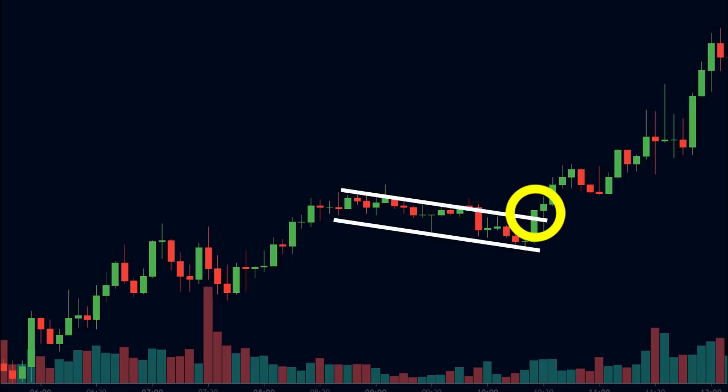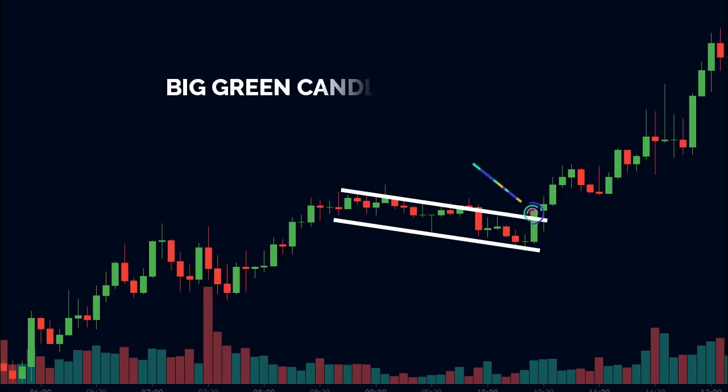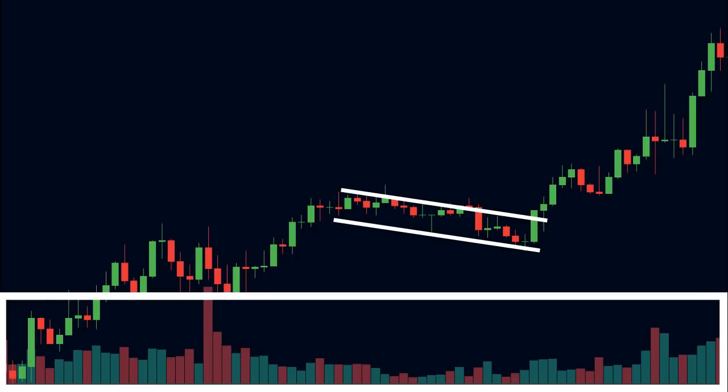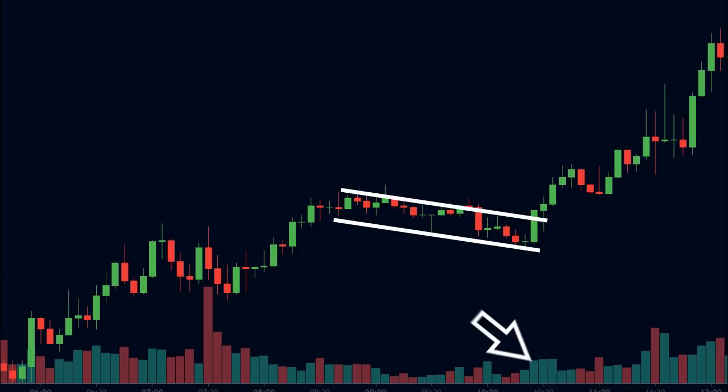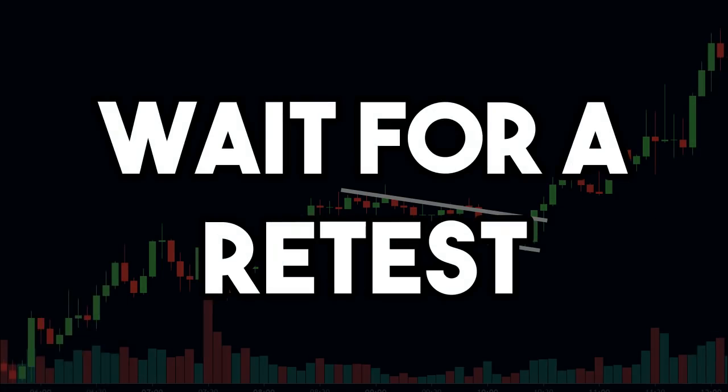So, the breakout happens here. Here we see a big green candle that breaks above the upper boundary of the flag pattern. If you look on the volume chart, we see that the volume on the breakout candle is greater than the previous candles. Therefore, the breakout is a strong one. So, aggressive traders can enter on the close of this candle. A more conservative approach here would be to wait for a retest.